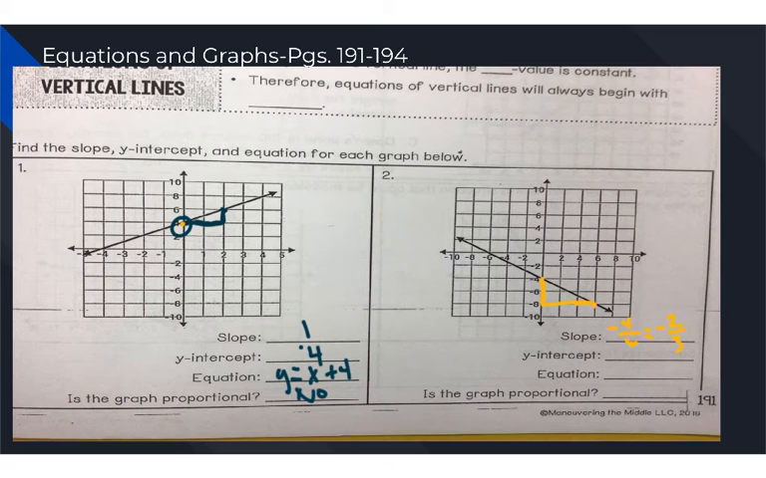Okay. Our y-intercept, of course, is where it crosses the y-axis. So if we look where it crosses, it's at a -4. So our y-intercept is -4. So if you remember our equation, y equals, look at our slope, -2/3 x minus 4. And is our graph proportional? We know again, because it doesn't cross at the origin, it is not. So it is not proportional.